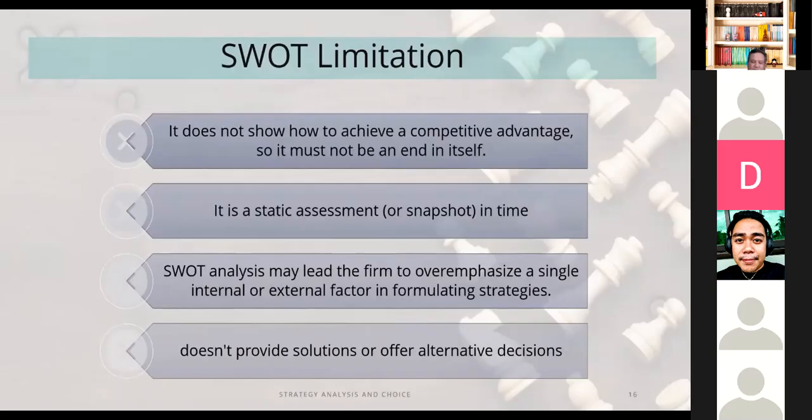Number 3, SWOT analysis may lead the firm to overemphasize a single internal or external factor in formulating strategies. There are interrelationships among the key internal and external factors. Number 4, it doesn't provide solutions or offer alternative decisions. It can generate a lot of information, but not all will be useful.